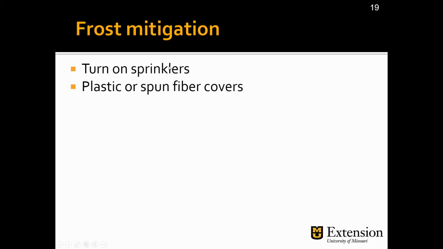And you have to make sure that the water covers the branches and the buds. You can also use plastic or spun fiber covers, kind of creating a micro environment, like a micro tunnel. That helps trap some of the heat from the sun inside the cover so that the plants are warmer during the night, because you're afraid of frost damage, mostly night temperatures.